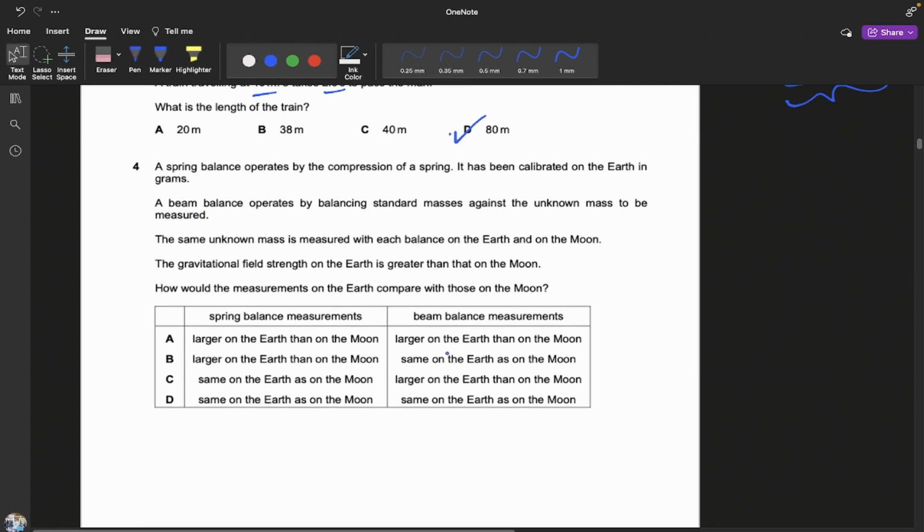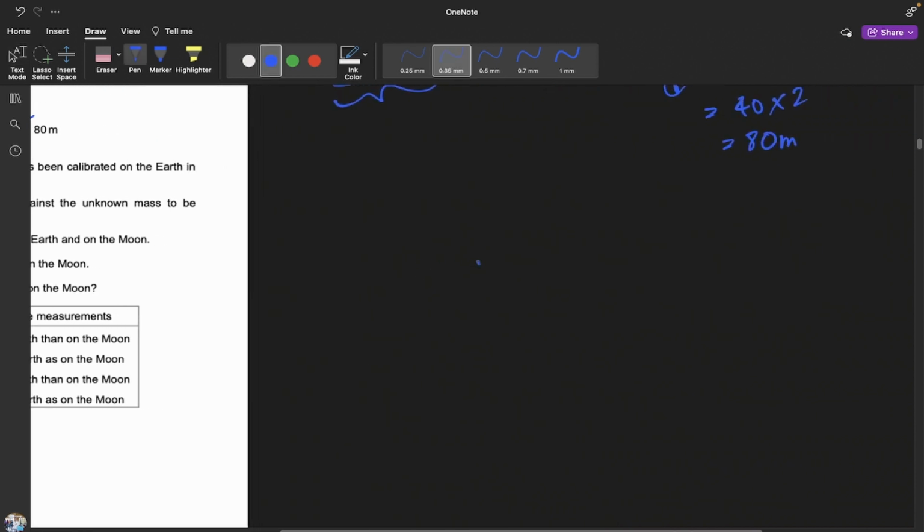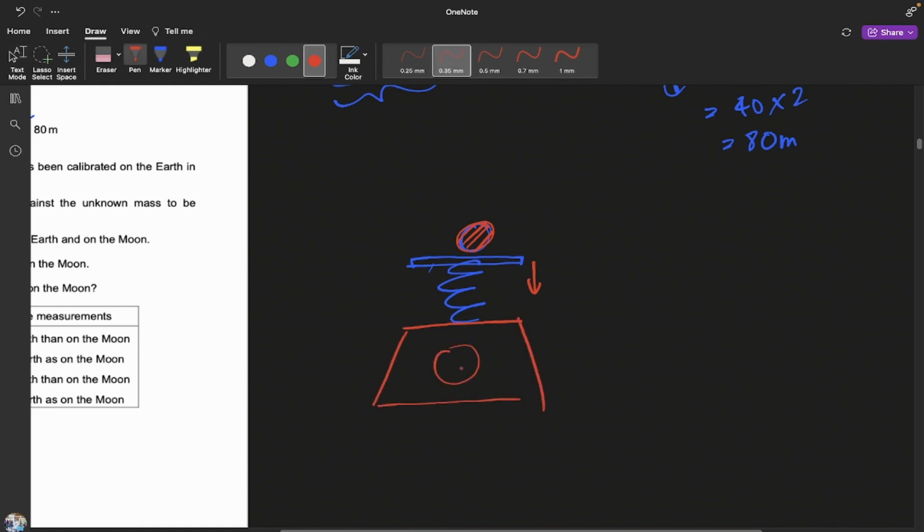A spring balance operates by compression of a spring. It has been calibrated on Earth in grams. So we have a spring balance. How does a spring balance work? In a spring balance, we have a spring and we have a plate on top of it. You place whatever object you want on top of the plate. Depending on the compression of the spring, the scale will give you a reading.